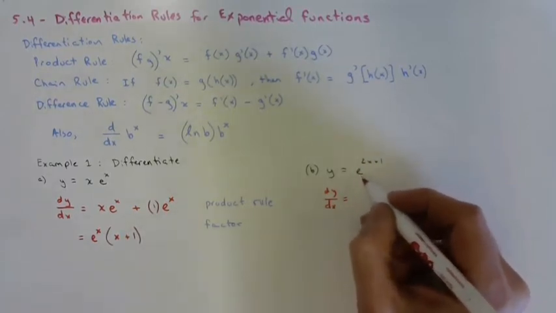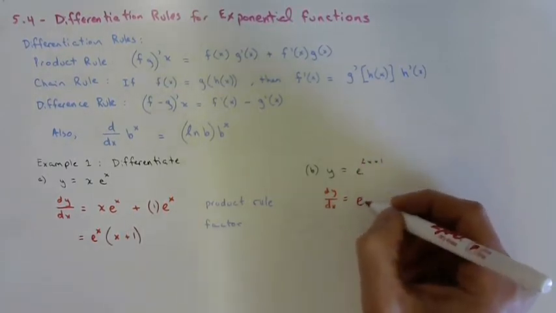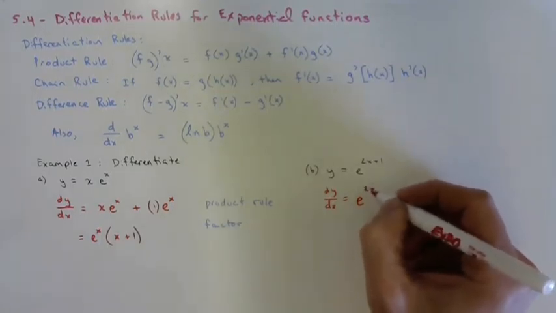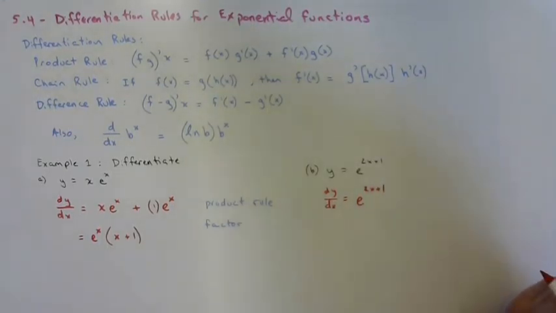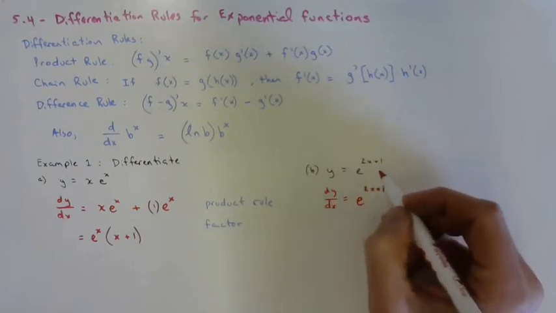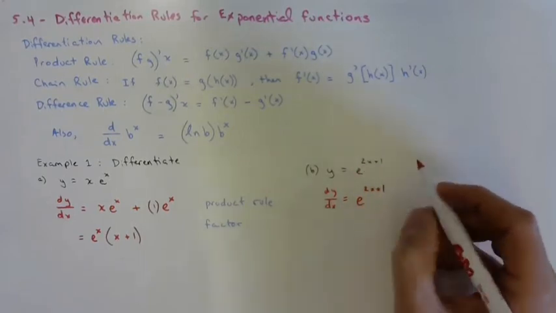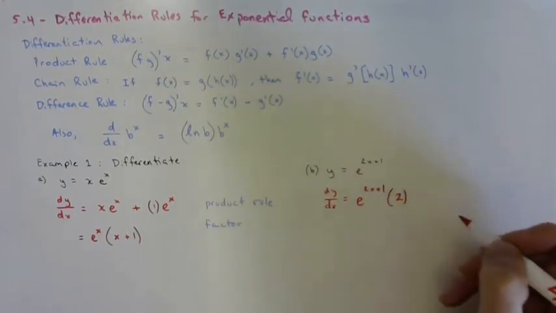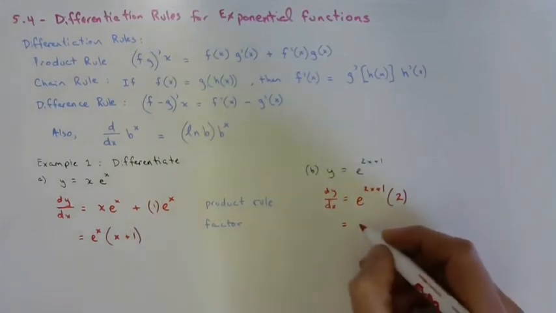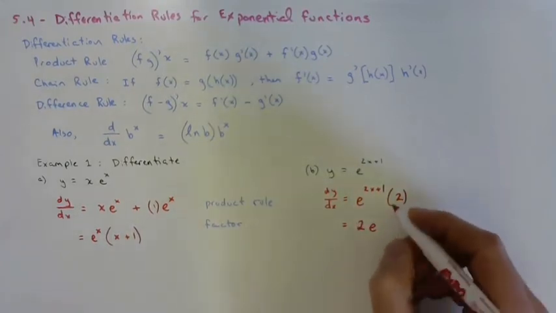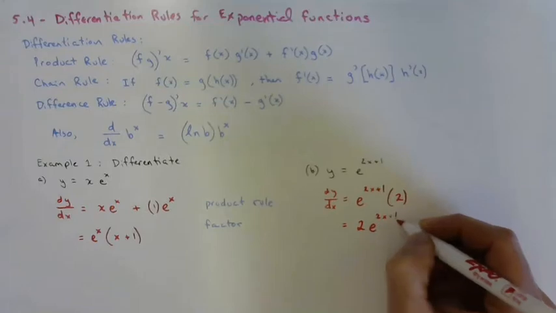So the derivative of the outer with respect to the inner is again just e to the power of 2x plus 1. And now I take the derivative of the inner function, which is our exponent 2x plus 1. The derivative of that is 2. Simplify, I get 2 times e to the power of 2x plus 1.